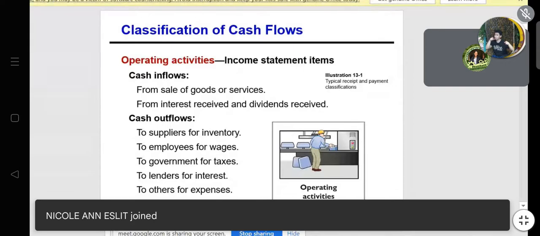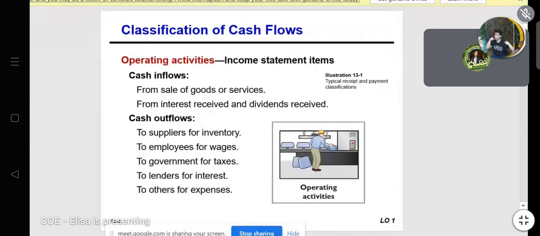And then another one is the interest received. Di ba, if you put in money in the bank, definitely you will receive interest out of that. So that will be considered also as cash inflow resulting from operating. So with dividends received, that will also be considered as operating.